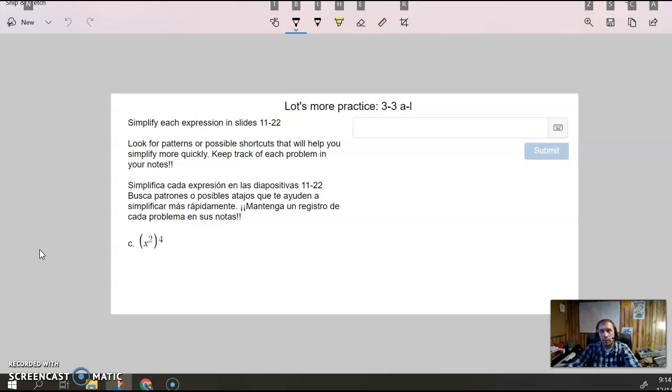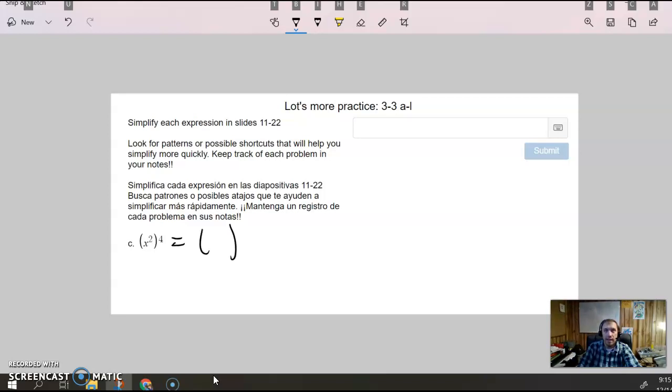Here's slide 13. It's x to the second to the fourth power. We're going to call this power to a power eventually. So take a moment and see if you can understand this. All right, hopefully you tried that out. Hit pause, try it out.